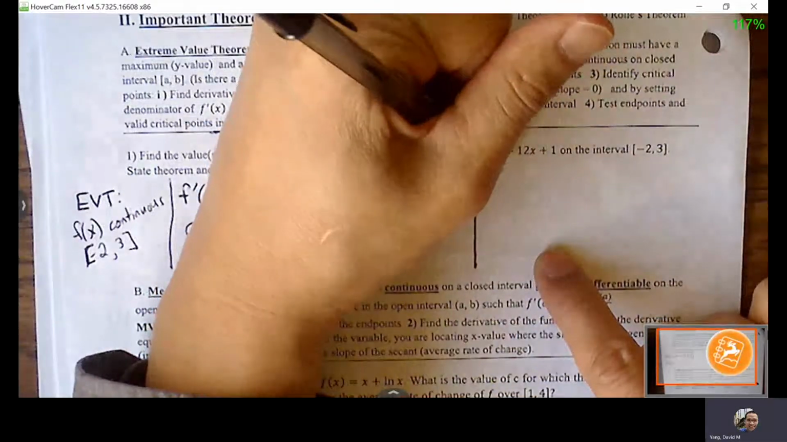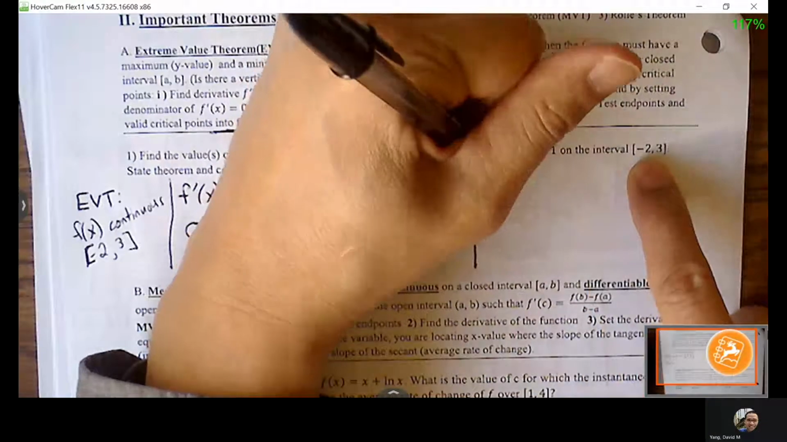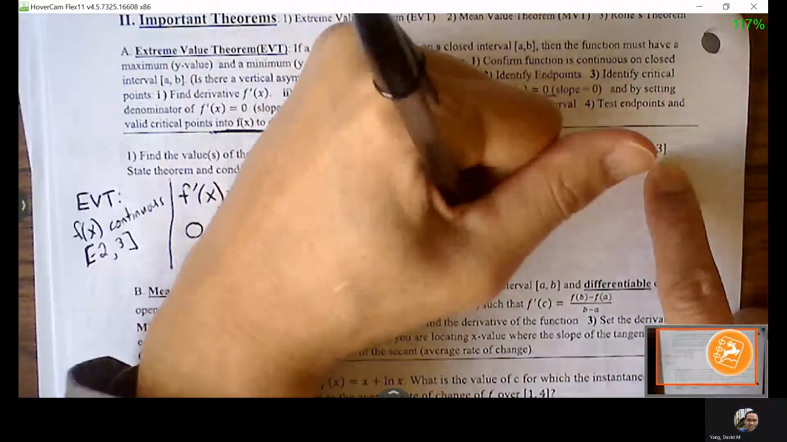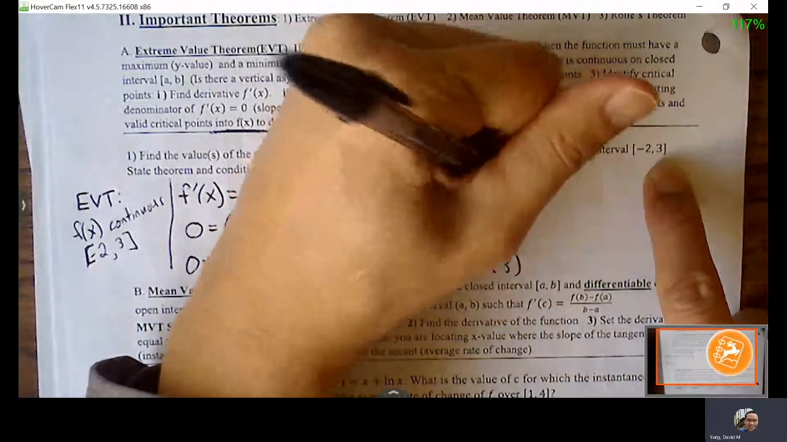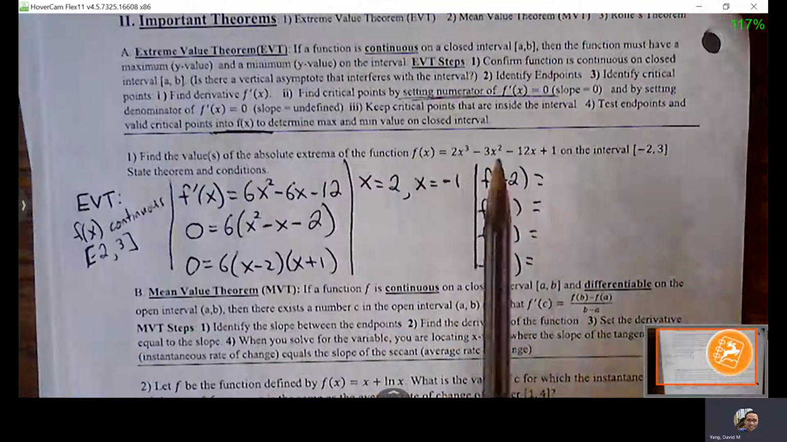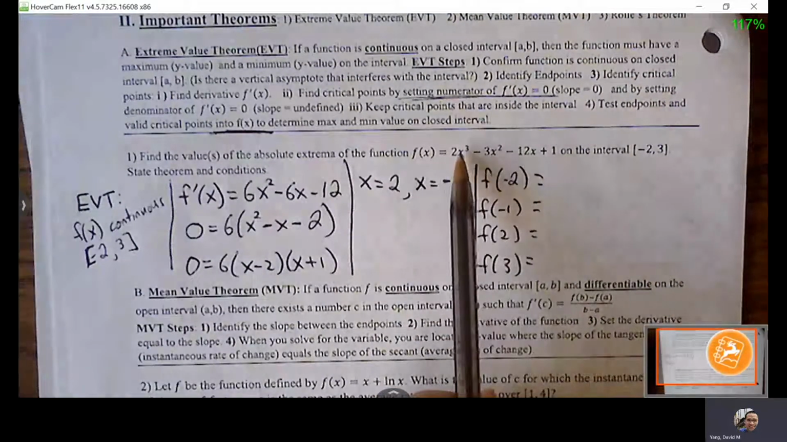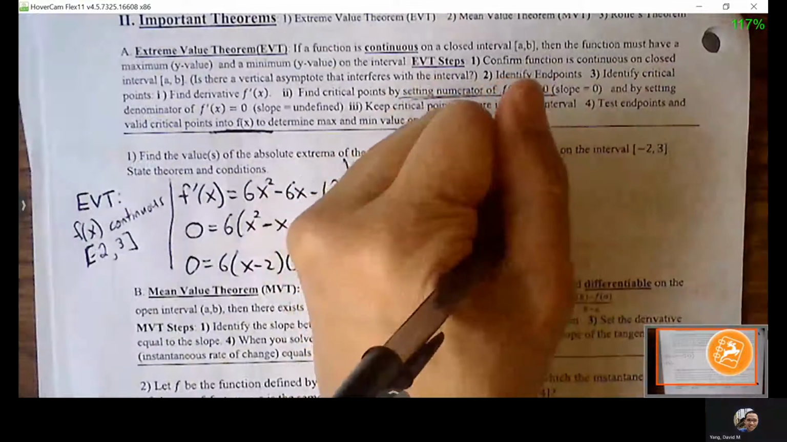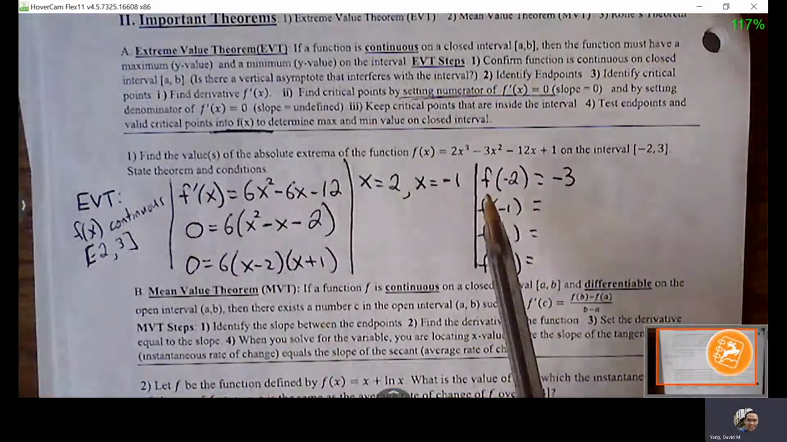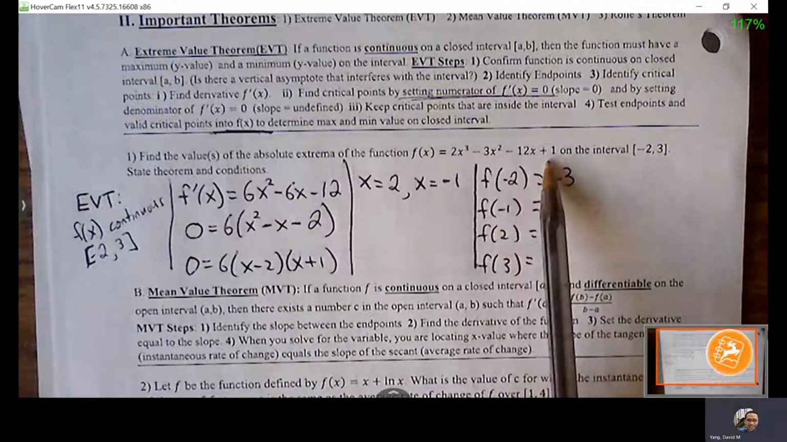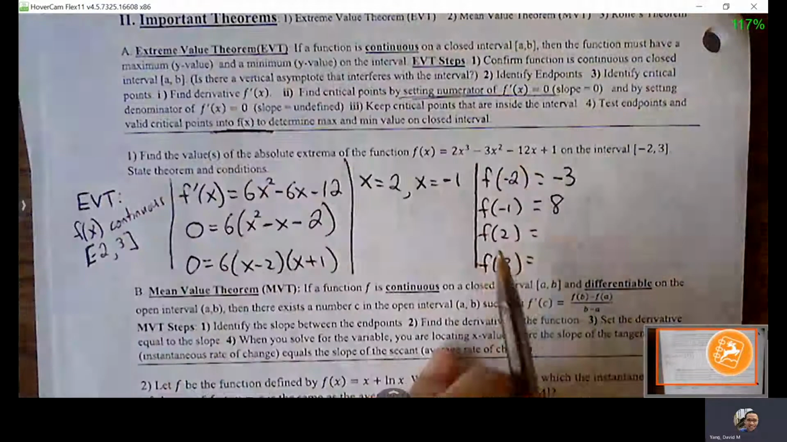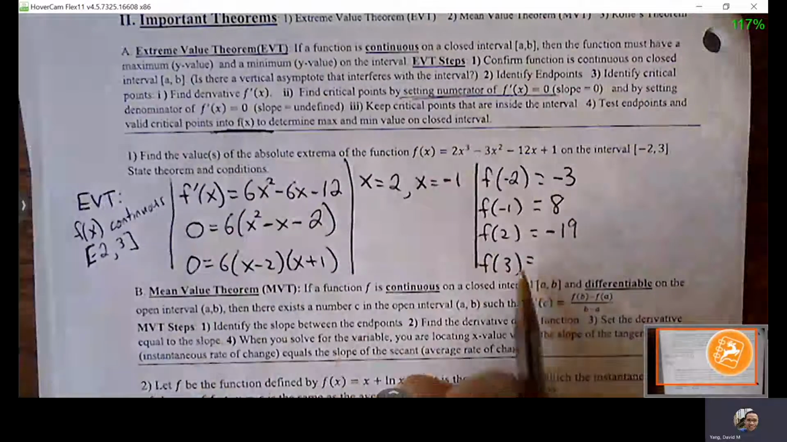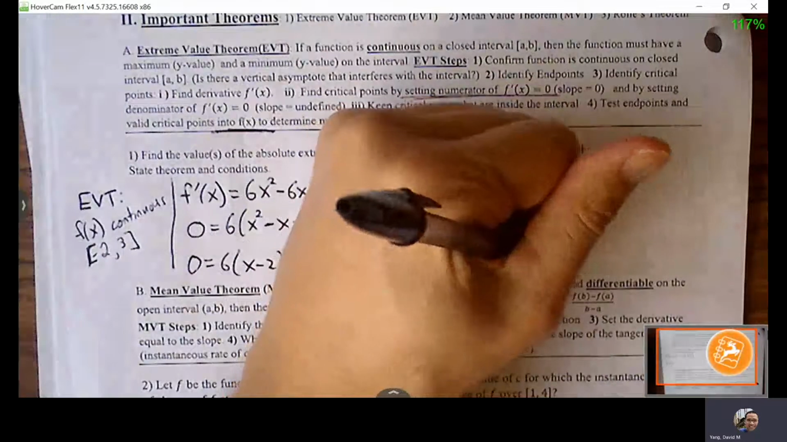After that, we're going to ignore the derivative. It's not going to help us anymore. So we're going to test our candidates. So test the endpoint, test the critical points, and test the other endpoint. They all get inserted into the original function. I'm just going to speed up this process. So -2 in for all the x's of the original function will get me -3. -1 for all the x's will give me 8. 2 in for all the x's will give me -19. And then 3 for all the x's will give me -8.